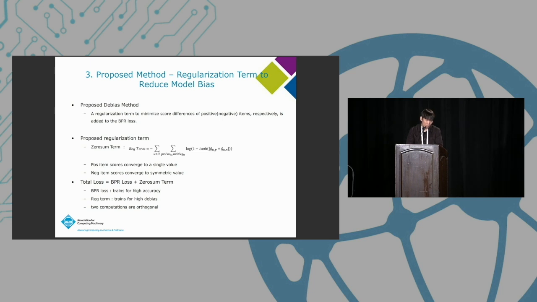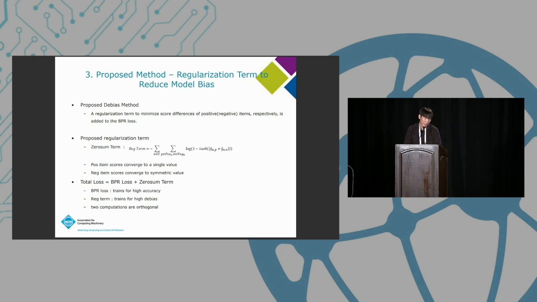During training, positive and negative items are sampled, and the sum of their item scores is regularized to be close to 0. This would lead the positive and negative item scores to have symmetric values. And as the regularization propagates through random positive and negative item pairs, hopefully the scores of the positive items will converge to a single value, and the negative item scores will converge to a symmetric value. Since positive item scores converge to a single value, this would minimize the score differences of positive items and reduce model bias.